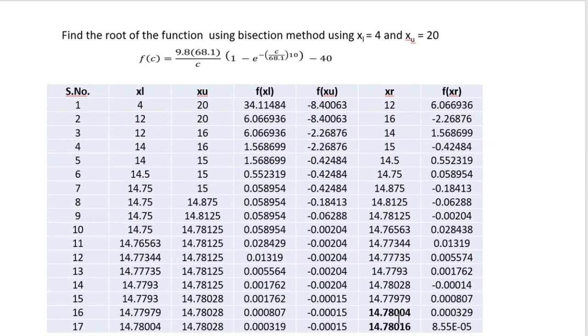From the function value also you can see that the function value is very close to 0. That means we have almost reached the root. And if the error has to be less than 0.001, then we can stop here and conclude that the root of the given function is 14.780.